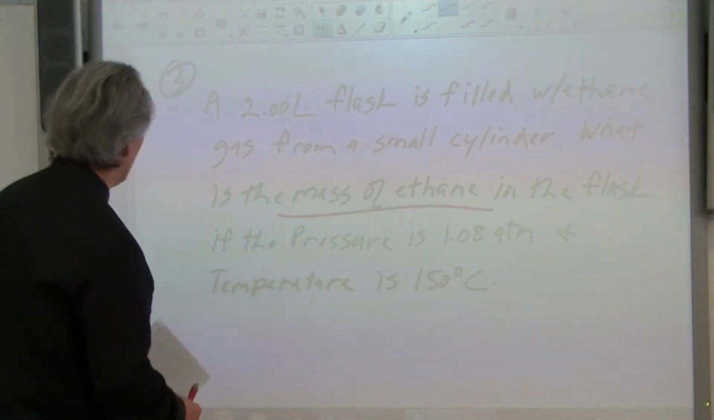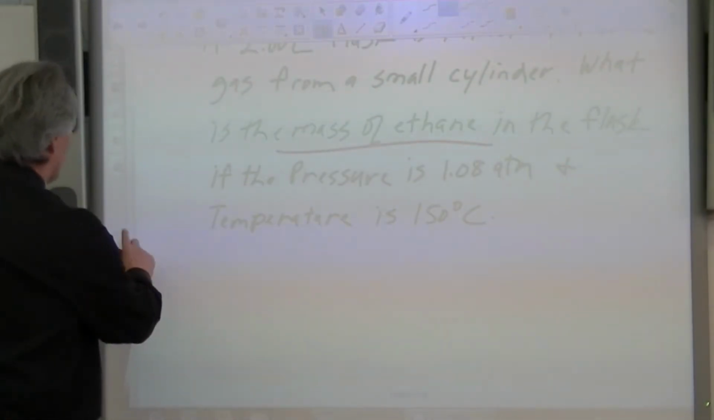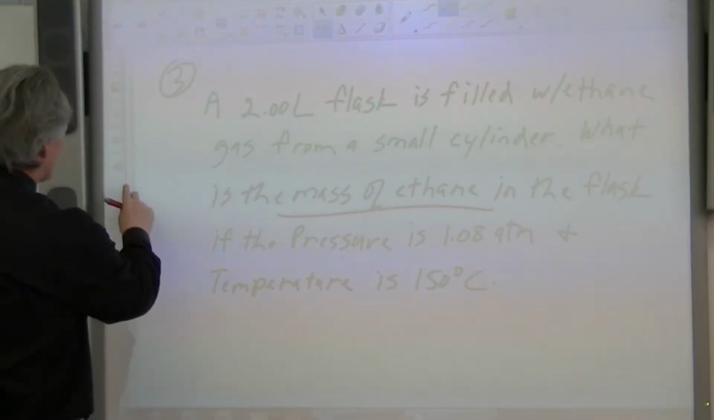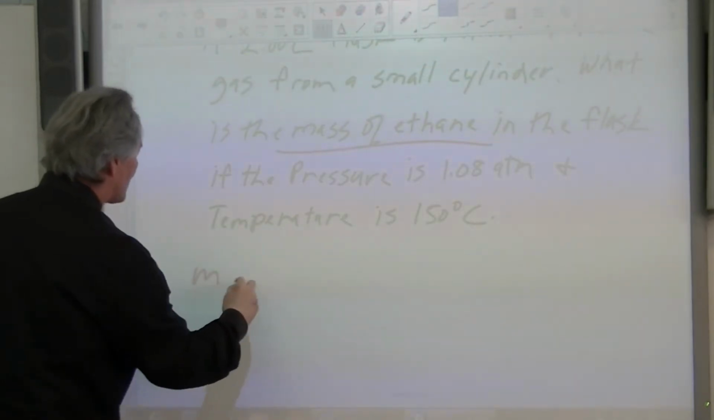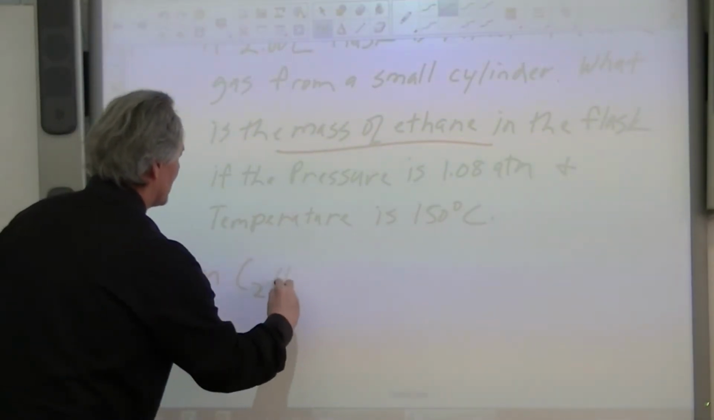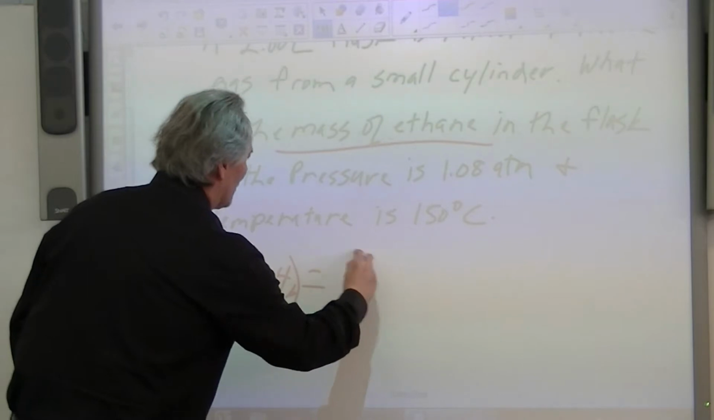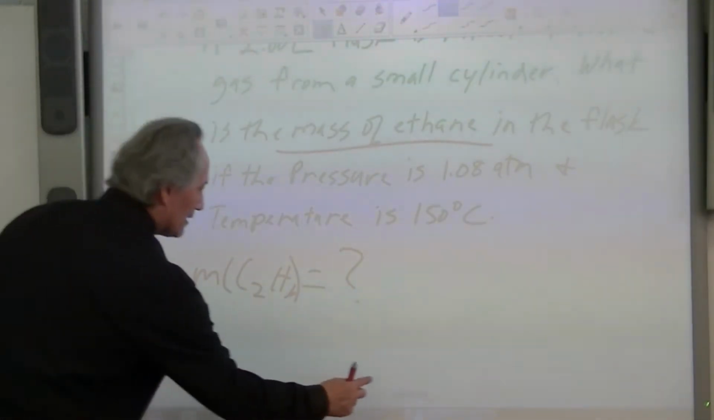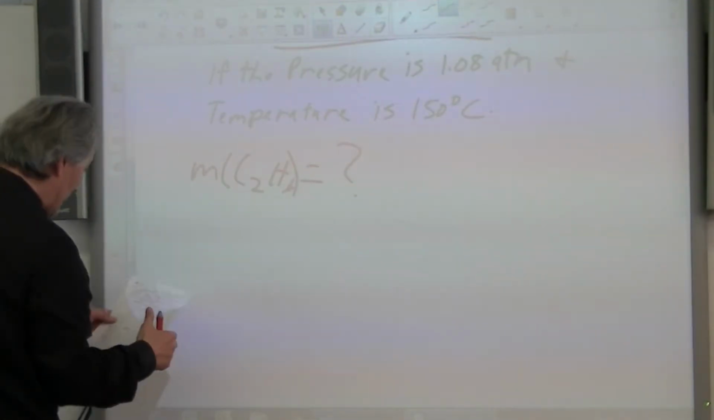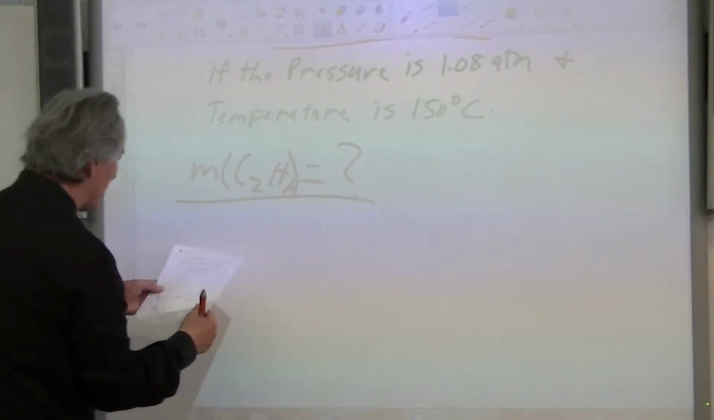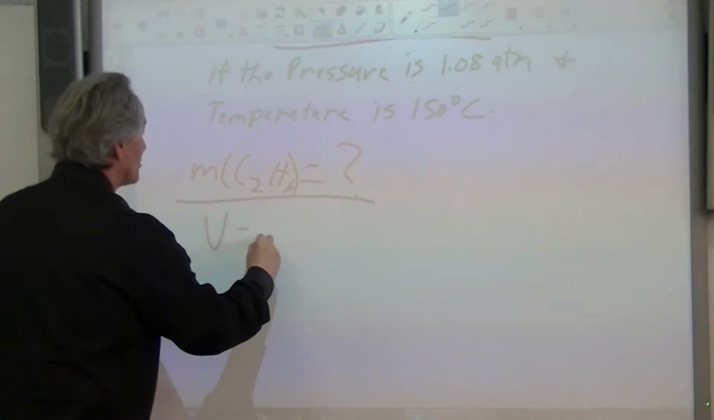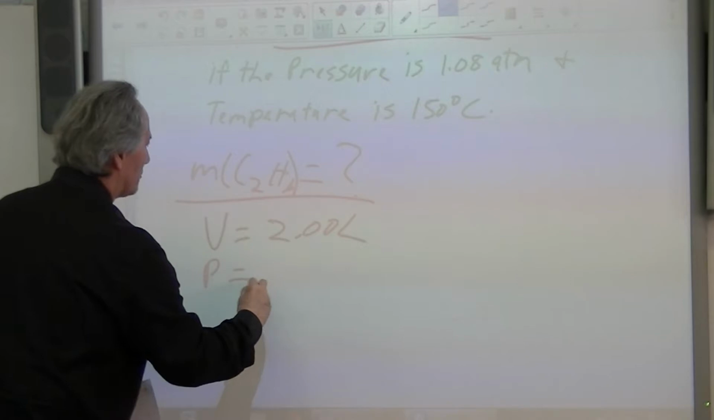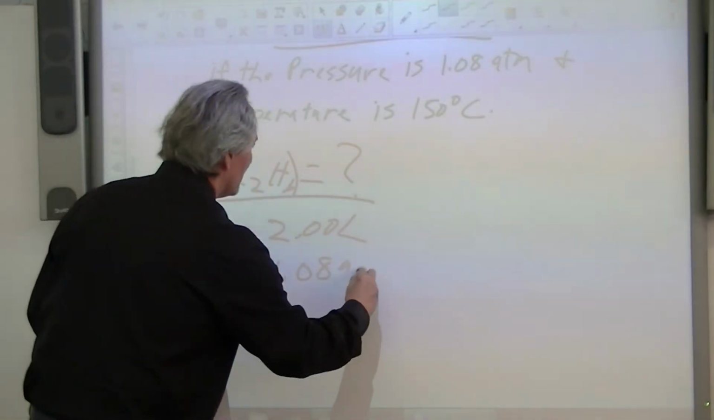First of all, let's write our unknown. We are looking for the mass, little m, the mass of ethane, C2H6, equals question mark. Let's identify the data that has been given to us. This is what our unknown is. Here's the data that was given. Our volume was expressed at 2.00 liters. We were also given a pressure of 1.08 atm.